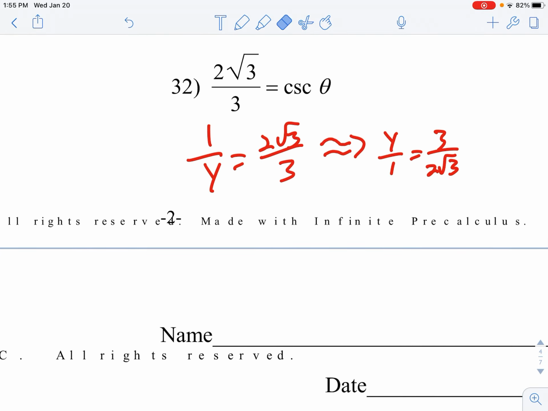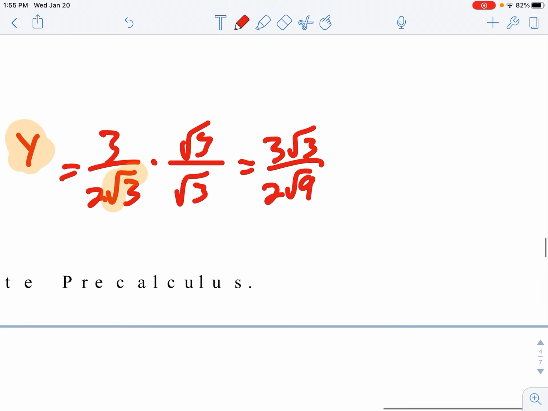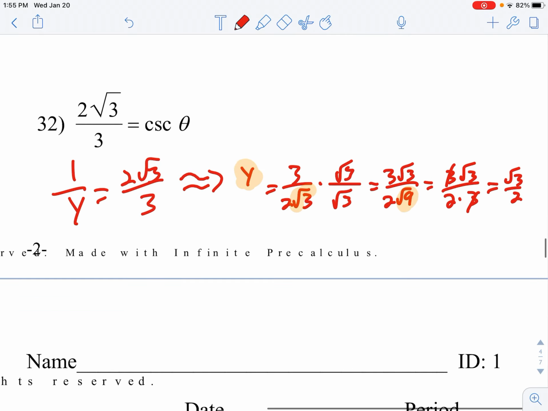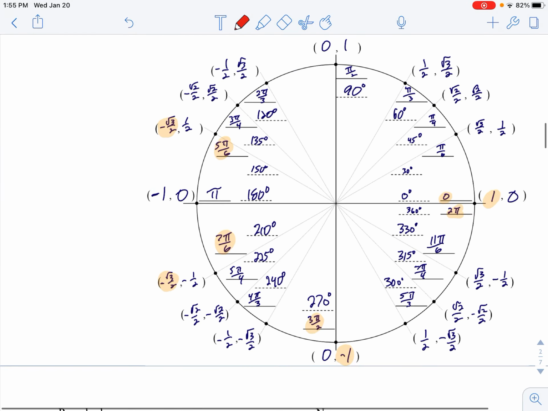Well, first of all, y over 1 is just y, and it's going to be really easy to find a y coordinate on the unit circle. Secondly, if I rationalize this by multiplying by square root of 3 over the square root of 3, right? No radicals allowed on the bottom of a fraction. What do I get? I get 3 radical 3 over 2 radical 9, which is 3 radical 3 over 2 times, what is the square root of 9? 3. Those cancel out. So now I'm trying to find a y value that equals square root of 3 over 2. That's fairly easy to find.